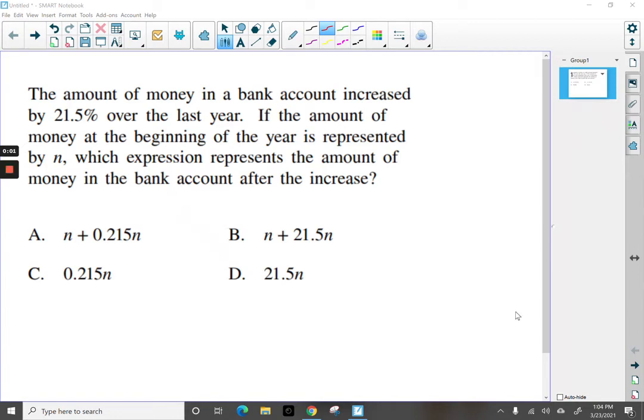Today we are going to solve a percent problem, specifically with variables. And there's a couple different ways to do this, so I will explain multiple ways so that you guys can understand.